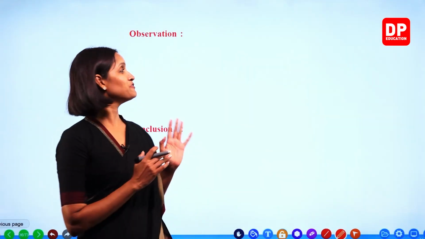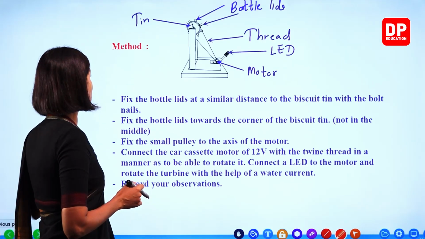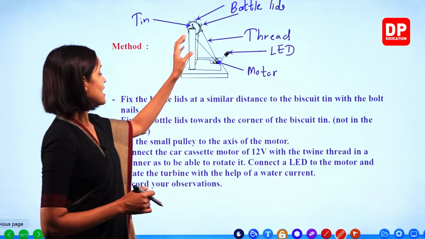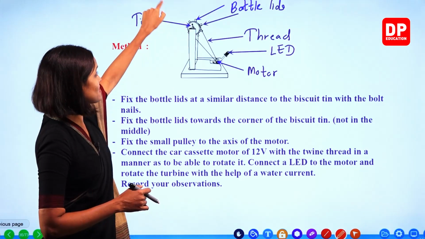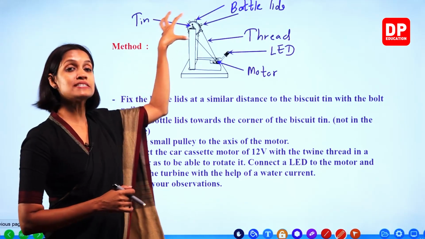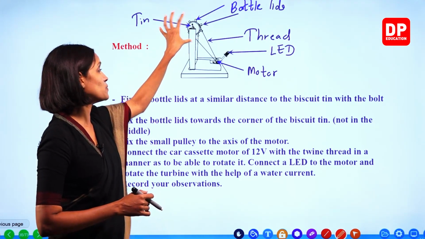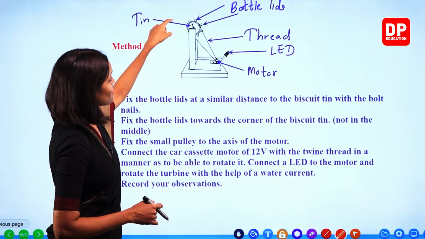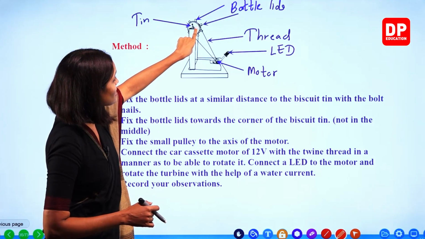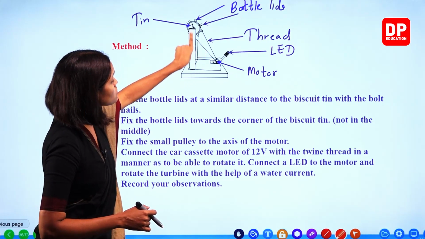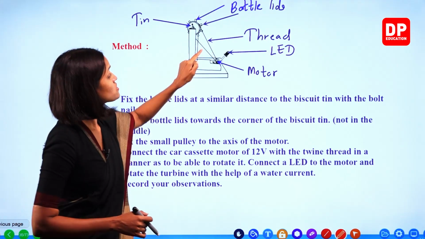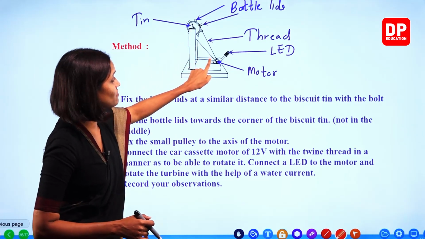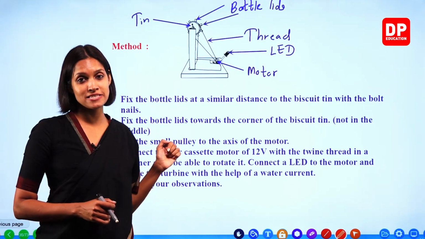Right, children. There you observed what happened. So we made the setup like this. And using current of flowing water, what happened, children? We rotated this model turbine part. This looks like a small turbine. So then what happened when we rotated this one? It made the thread also go round this motor, axis of the motor. So then you could clearly observe that the LED bulb lights up.